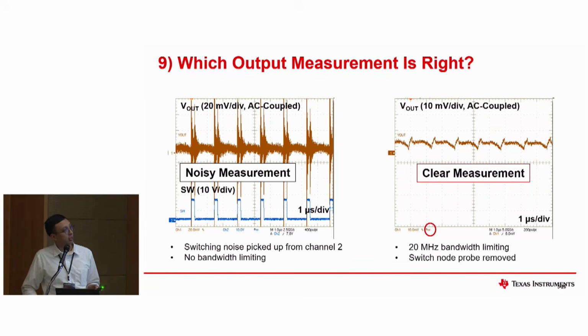Another thing to note here is that for the first waveform, no bandwidth limiting was used. Usually, ideally when measuring your buck ripple, you put a bandwidth limit. Ideally 20 megahertz bandwidth limiting is recommended. And you could see that the switch node probe was also removed during the testing, so you could get a much cleaner read on the output voltage.